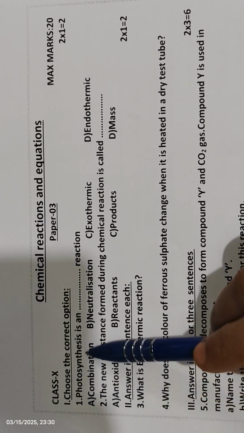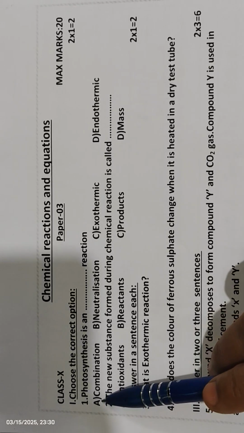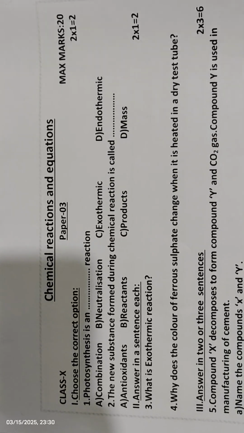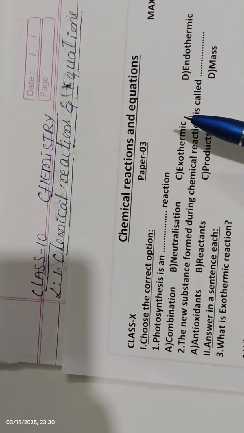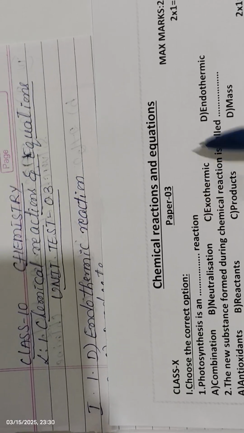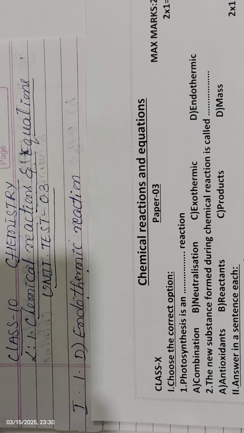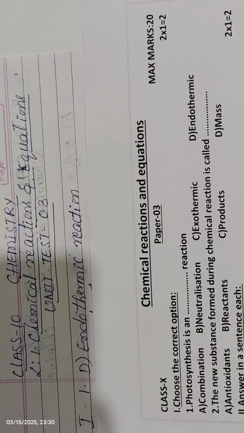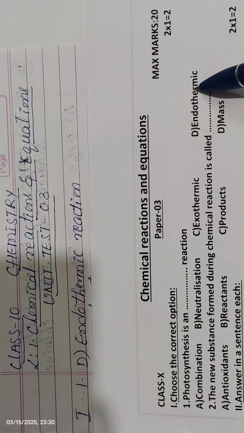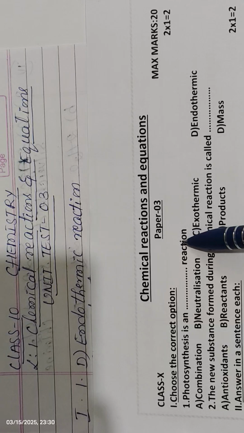First question, photosynthesis is a dash reaction. Options are A, combination, B, neutralization, C, exothermic, D, endothermic. So, photosynthesis is a dash type of reaction. It is an endothermic reaction. So, option D, endothermic, because during photosynthesis, sunlight is absorbed. So, light energy is going to be absorbed. So, that's why photosynthesis is an endothermic reaction. So, the answer for the first question: photosynthesis is an endothermic reaction.